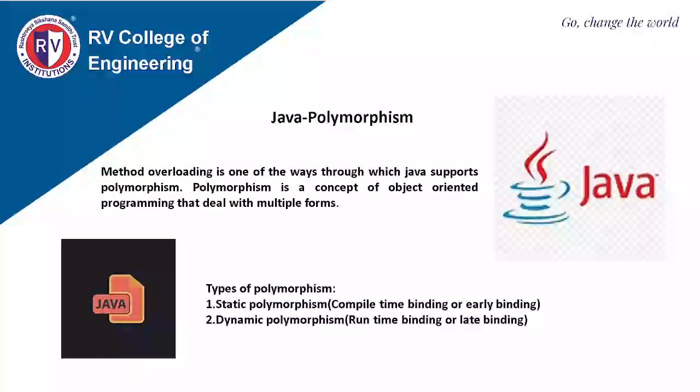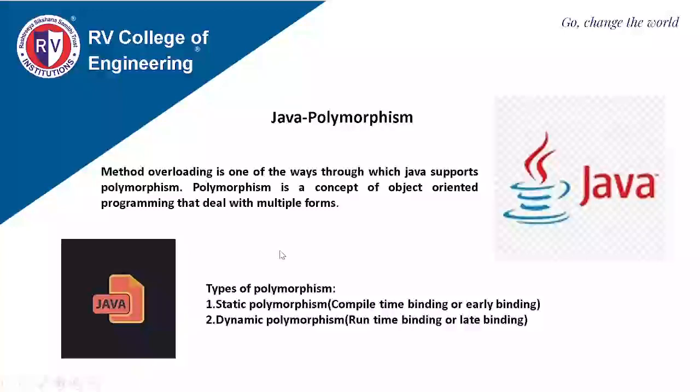Then another one is dynamic polymorphism. We call it runtime binding or late binding. So during runtime, it will bind. Binding of method call to its definition happens at runtime. If it is static polymorphism, binding of method call to its definition happens at compile time.